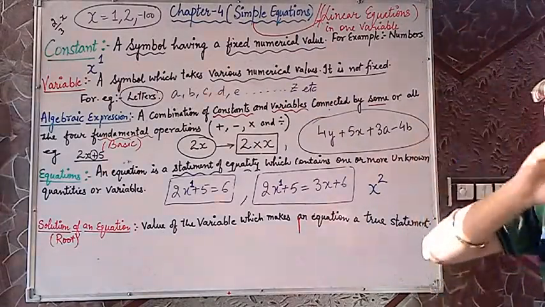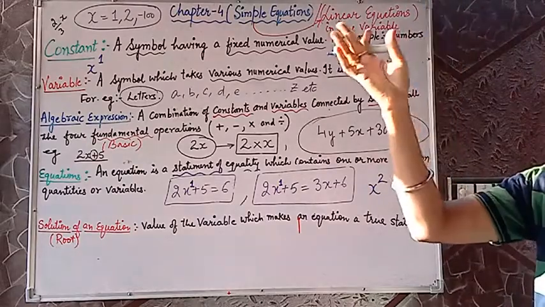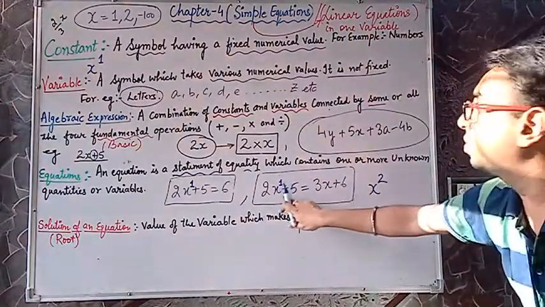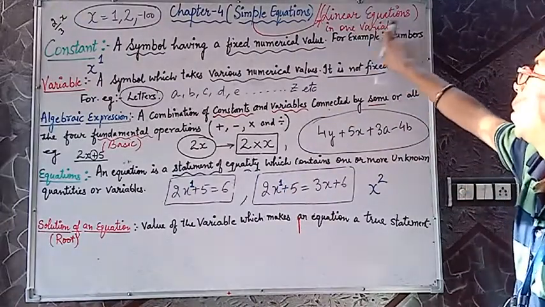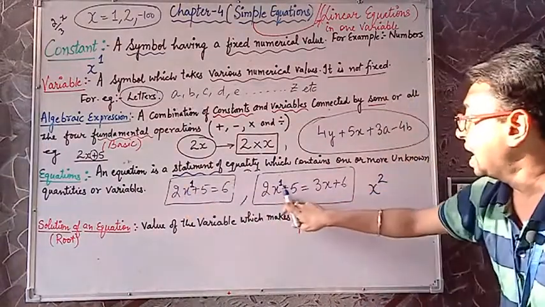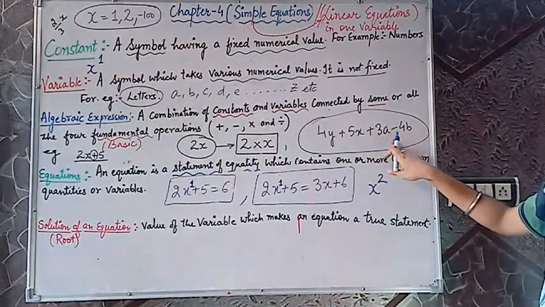Not just x, any variable with power 1. It can be y also, it can be a also, it can be c also, it can be any letter. But the power must be 1. That is what a linear equation is. Why one variable? I am taking only one variable, x. But what is this? This is an algebraic expression.